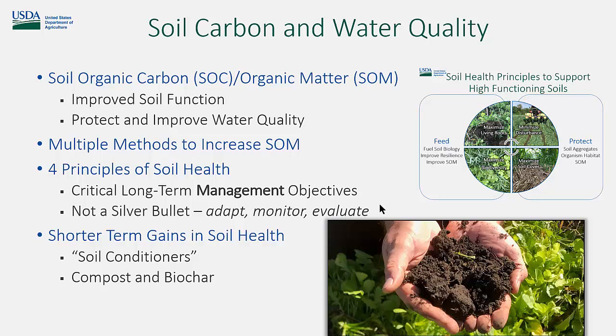Corey already talked about those: minimizing disturbance, maximizing soil cover, biodiversity, and living roots. And these are really critical long-term management objectives. Those are really the mechanisms that we need to focus on to improve soil health, keeping in mind that nothing is a silver bullet. We always need to adapt, monitor, and evaluate. These are management goals for a particular land unit, for a particular situation with a particular farmer. So it involves management. There is no template, there is no recipe for soil health.